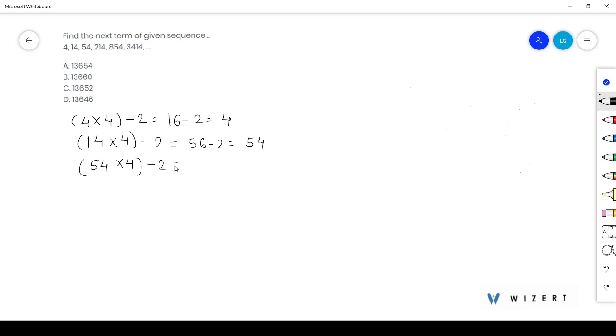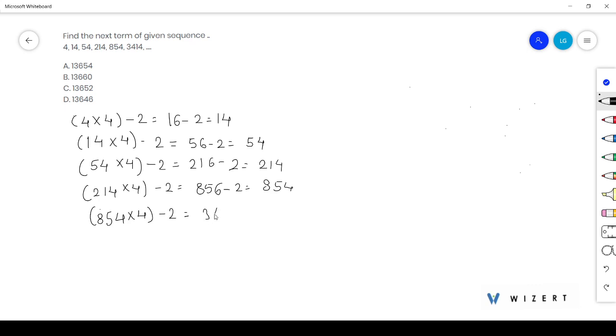54 into 4 minus 2 means 216 minus 2, which will be 214. Okay, 214 into 4 minus 2 is 856 minus 2, so it is 854. Then 854 into 4 minus 2 is 3416 minus 2, so it is 3414.